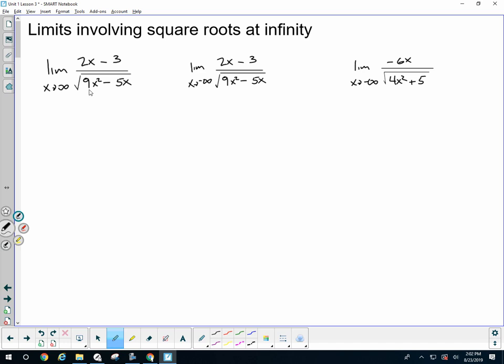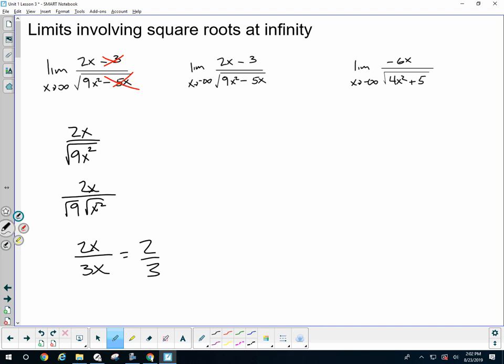Because we have a square root of an x squared. A way to see that: get rid of that 5x, get rid of that 3. We know they're insignificant. 2x over root 9x squared. Property of an exponent. If I have root 9x squared, I can write it as root 9 root x squared. Well, that simplifies to 3x. Same. Now, be careful. 2/3 is the answer.